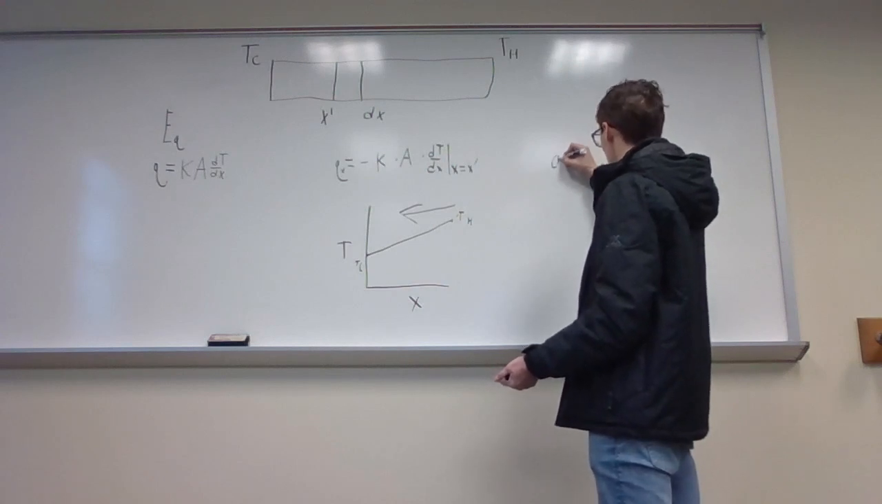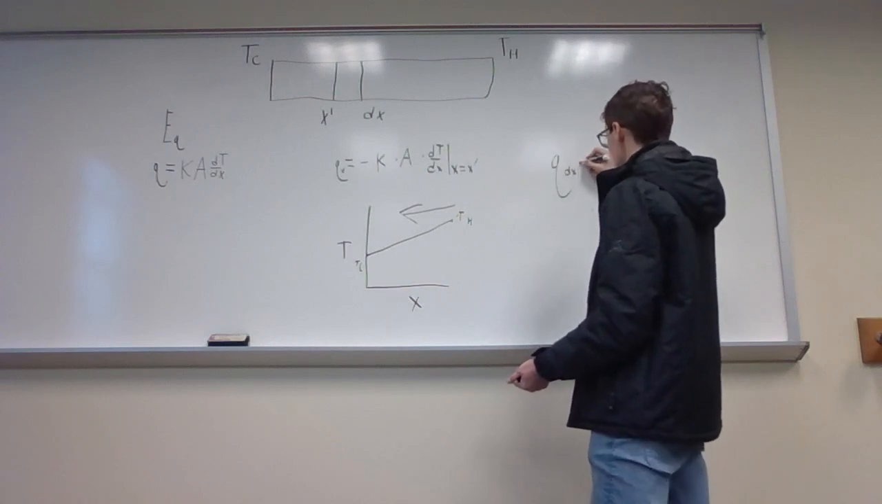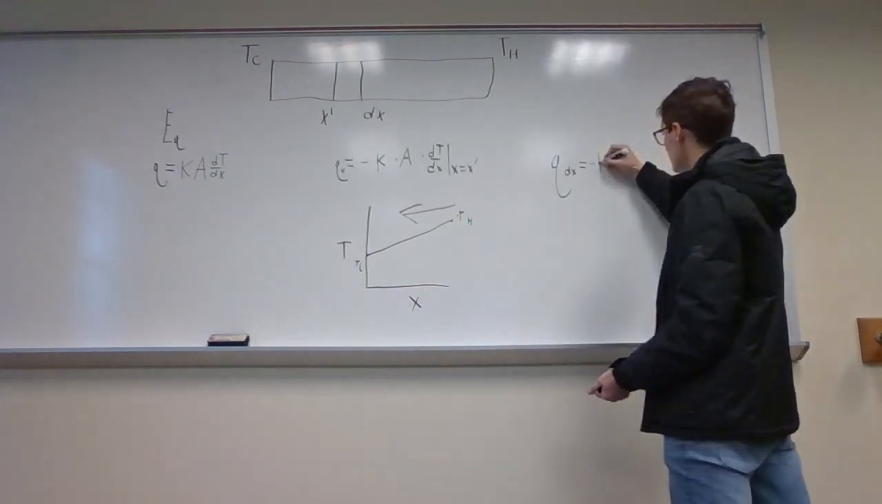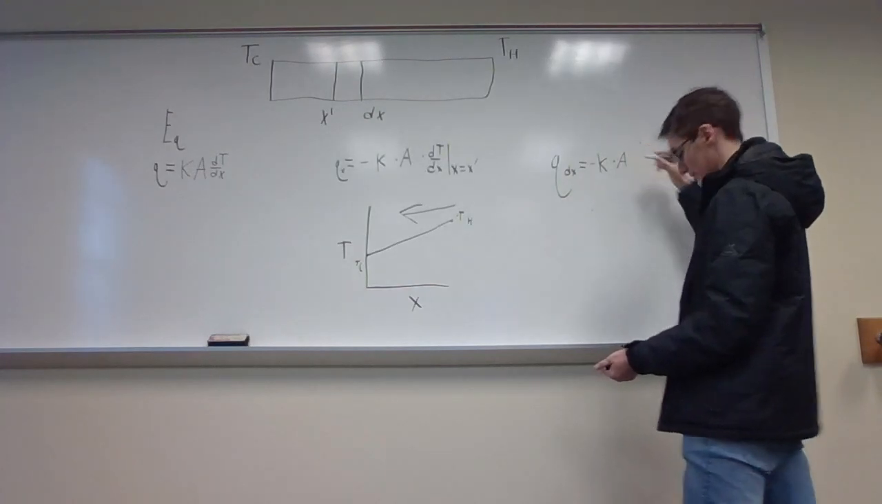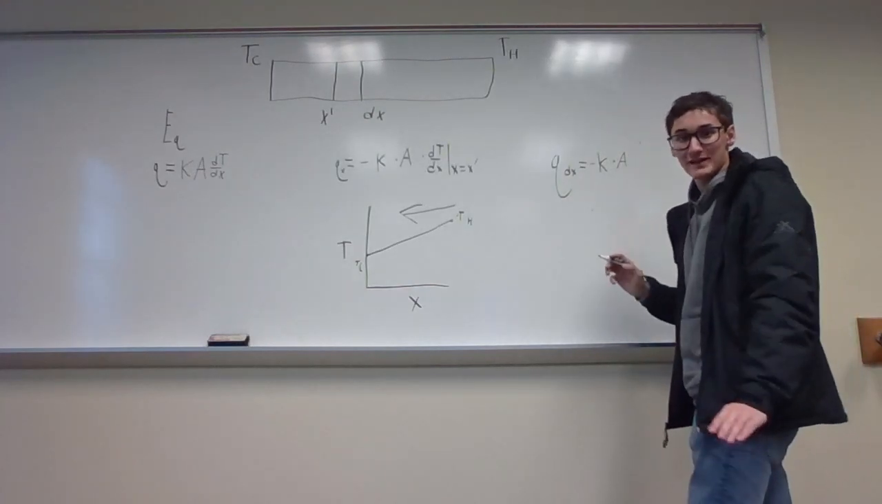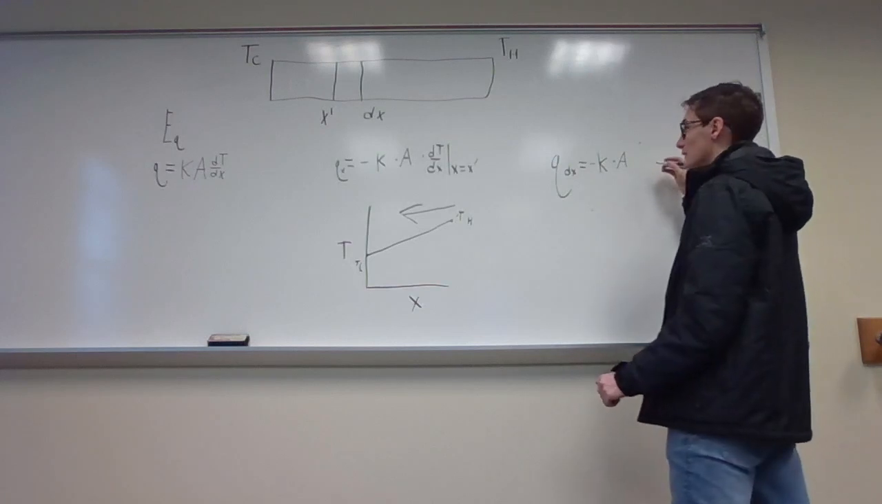So we have Q dx with respect to dx equals negative K times A, making sure you can still see me, and I'm not going to be tripping over my charger. If it happens, it happens.